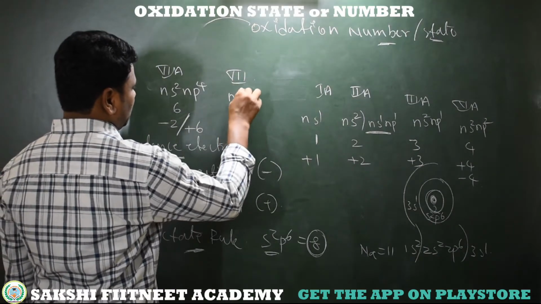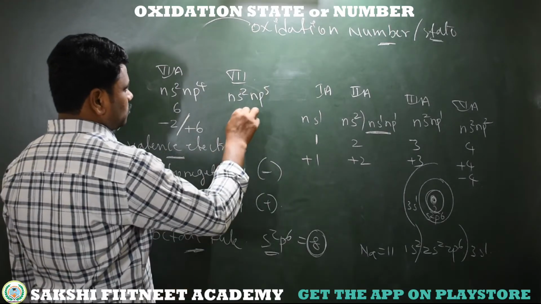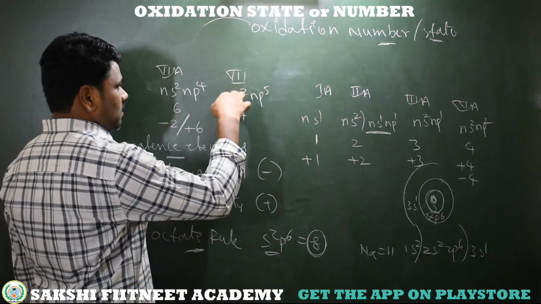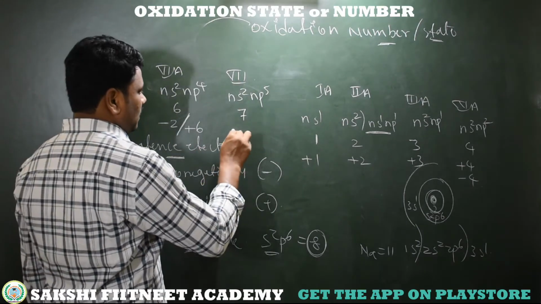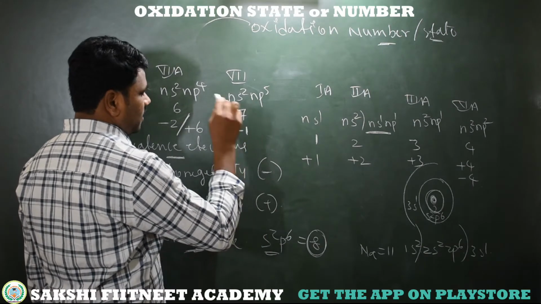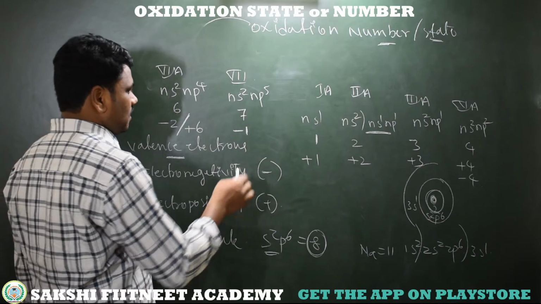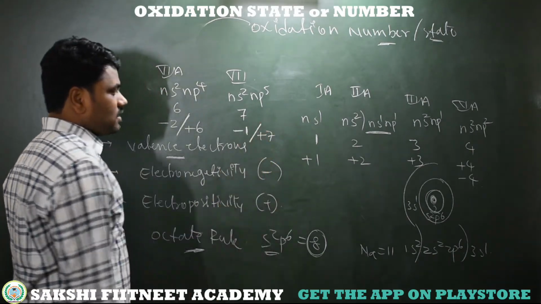Now coming to the seventh group elements, see here, what is the configuration? It's ns2 np5, so 7 valence electrons. The seventh group elements are more electronegative, so obviously they show a -1 oxidation state. If these elements are a central atom, they can exhibit up to a +7 oxidation state.